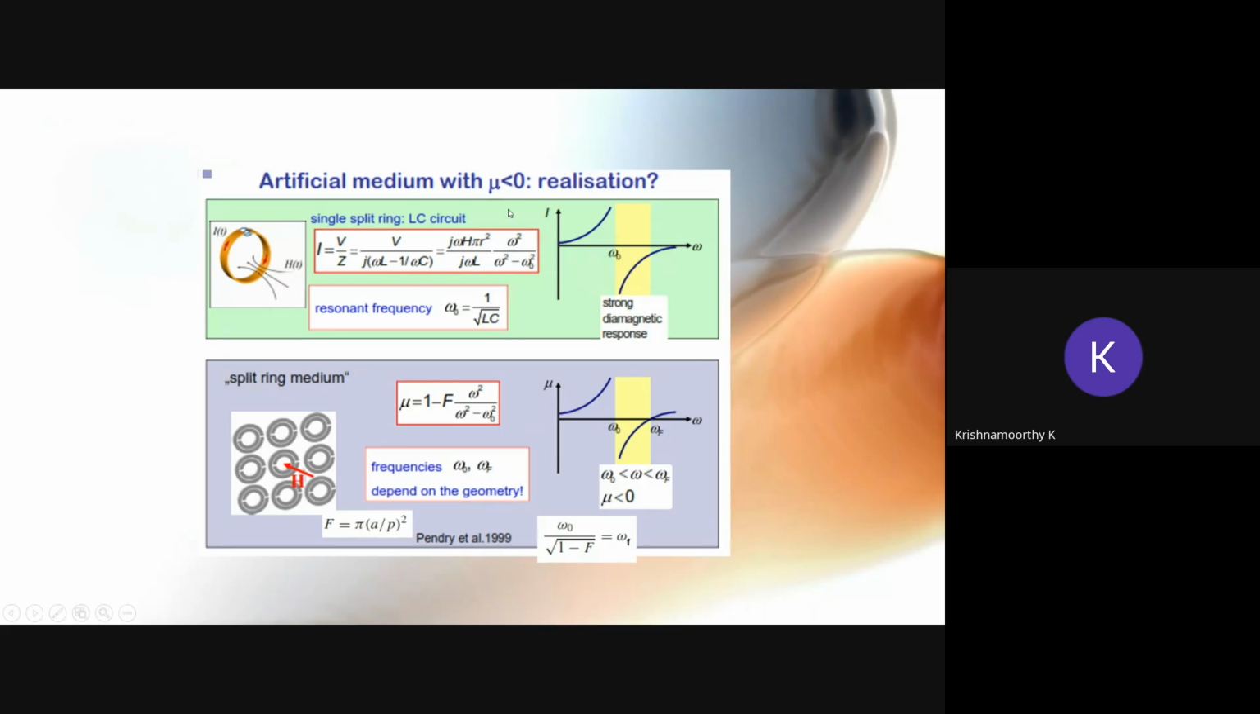Also it is going to be negative at particular values of frequency. At what value of frequency we can get the mu value negative, we can control by adjusting the radius and split gap, all those unit cell parameters of this material. So we can control the resonance frequency where we can get the mu negative.